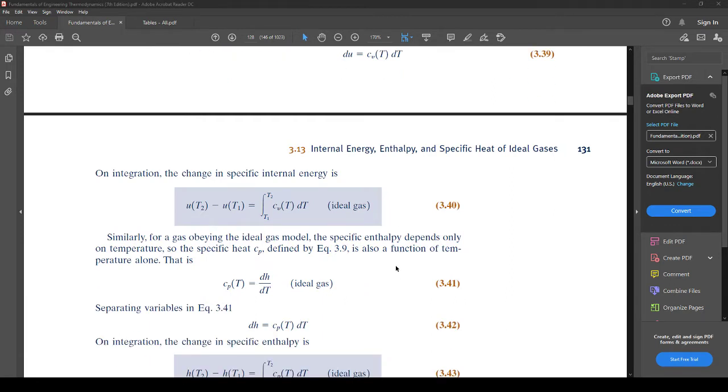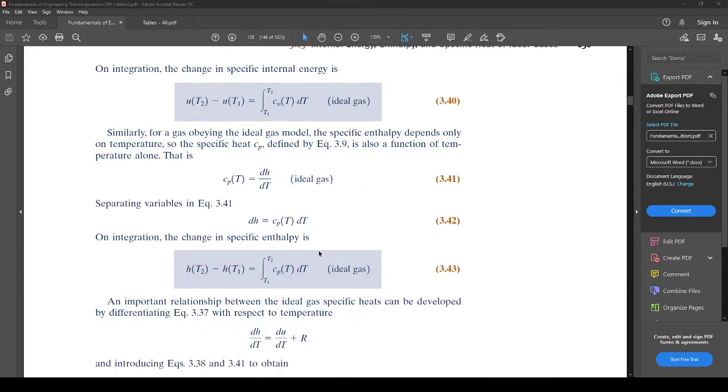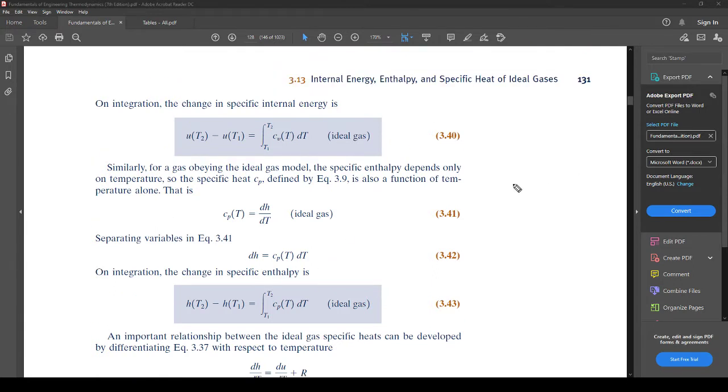The next thing I wanted to show is that the change in specific enthalpy, which is H, is the exact same thing. Because if you remember, H is just equal to U plus PV, and U is internal energy. So it follows that if U is reflective of only temperature, then H would be too. So that says the same thing: H is also only a function of temperature when you are working in an ideal gas model. Okay?